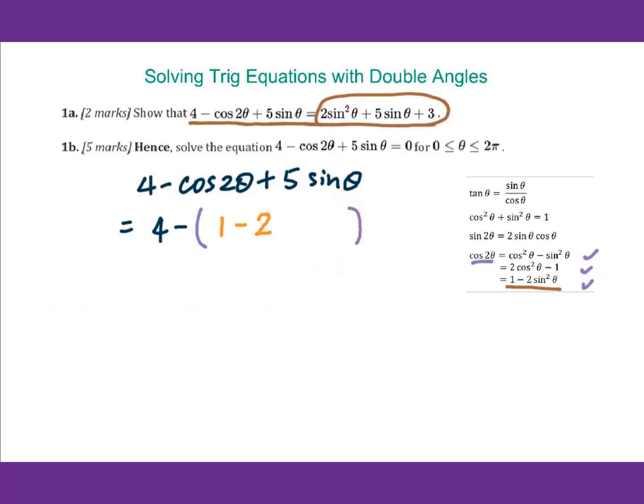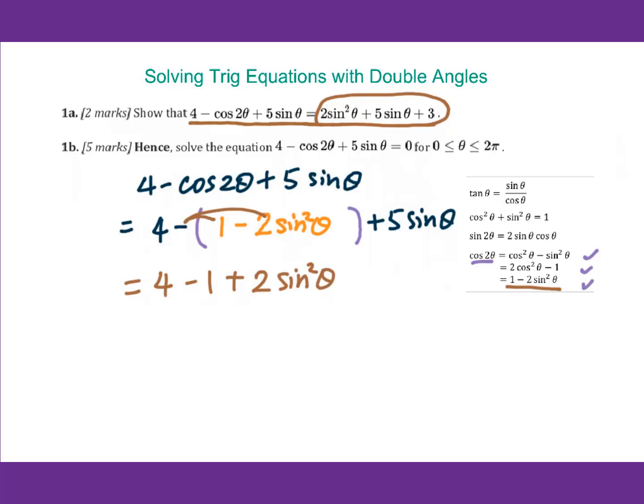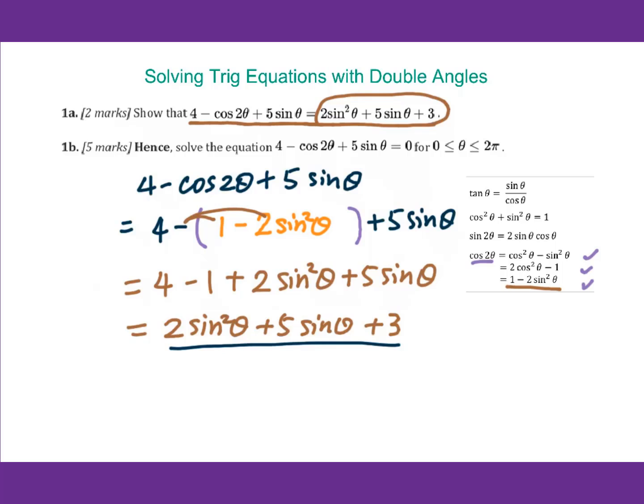1 minus 2 sine square theta, then plus 5 sine theta, equals, using the distributive property, 4 minus 1 plus 2 sine square theta plus 5 sine theta, equals 2 sine square theta plus 5 sine theta plus 3. Remember, the last form has to be the same as this. This is for show that.